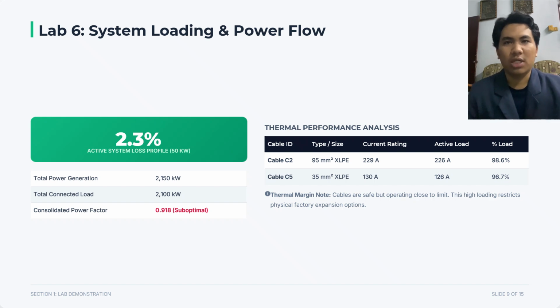Looking at cable loading, cable C2, which is 95 mm, is operating at 95.6% loading. Cable C5, which is 35 mm square, is operating at 69.7% loading. Although both cables are safe and not overloaded, the high loading leaves very little spare capacity for future expansions.